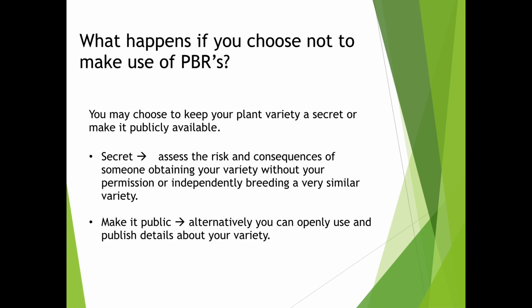So what happens if you choose not to make use of plant breeders' rights? You may choose to keep your plant variety a secret or make it publicly available. In making it secret, it's important to assess the risk and consequences of someone obtaining your variety without your permission or independently breeding a very similar variety. In terms of making it public, you can openly use and publish details about your variety. This will prevent someone else obtaining a plant breeder's rights or a patent for the same thing, but can also allow your competitors to freely use your variety for their own benefit.